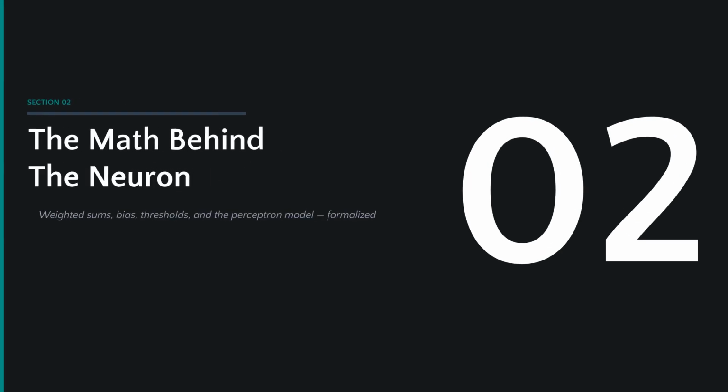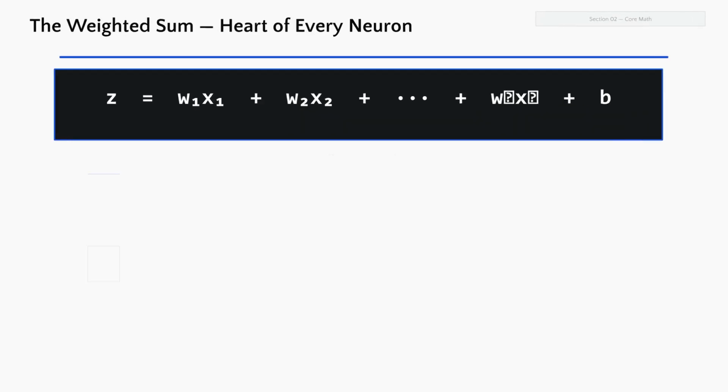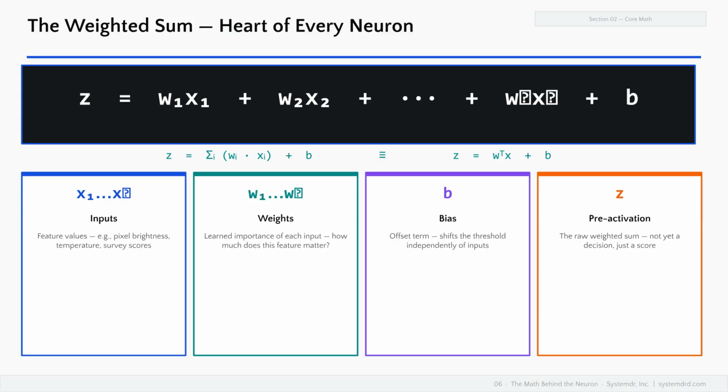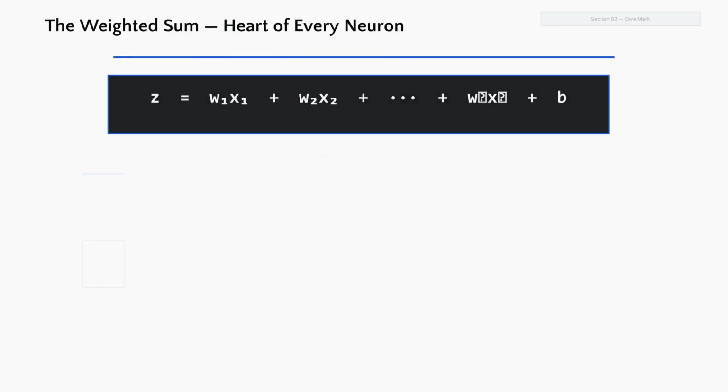Next, we formalize the mathematics behind the neuron. The complexity of every neural network, from simple classification to generative models, relies on the weighted sum plus a simple decision process. The core equation is Z equals the weighted sum of inputs plus bias. Z equals W transpose X plus B. X represents the inputs, W represents the learned weights, and B is the bias, which shifts the decision boundary. Z is the raw score, or pre-activation.